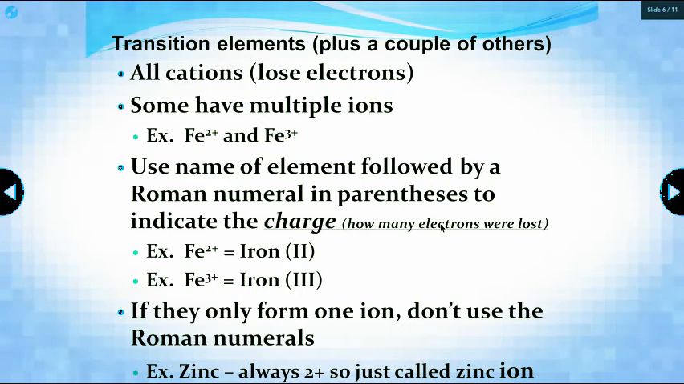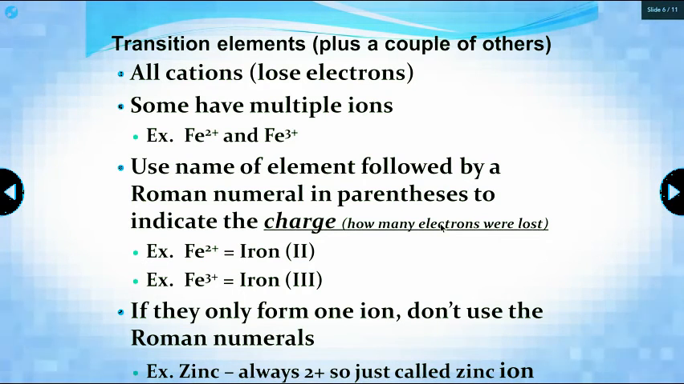Now, we only do that for the ones that we've highlighted on the back of our periodic table, and the ones we've highlighted on the back of our periodic table are the ones that form more than one. They have more than one option. If they don't have more than one option, you do not use a Roman numeral. If you do write a Roman numeral in there, it will be marked wrong.